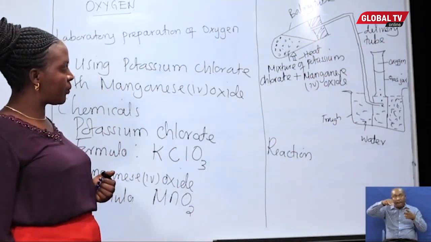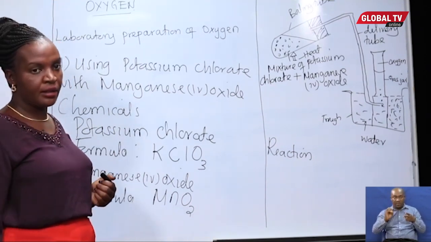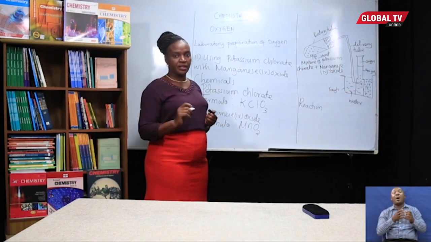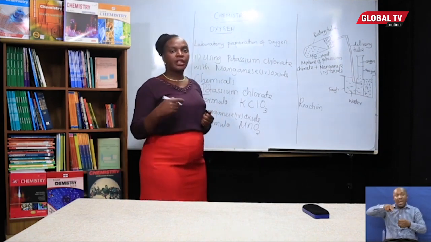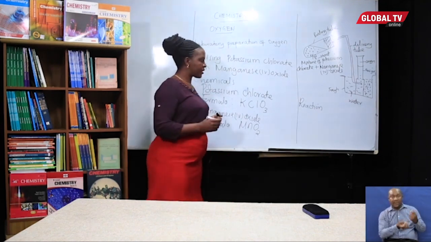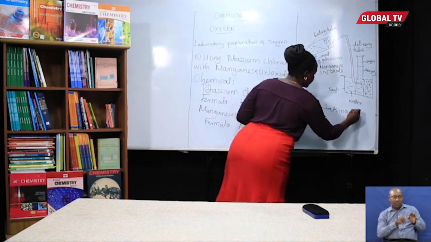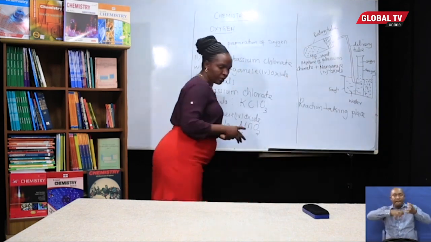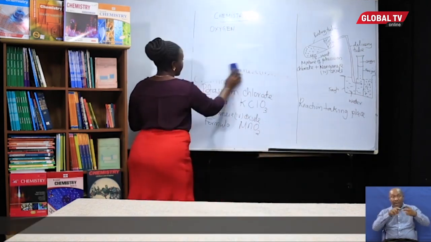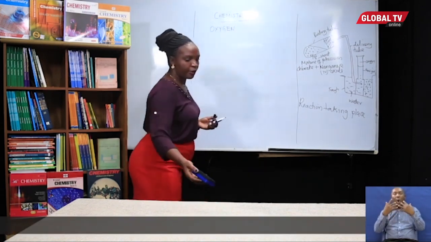Inside the boiling tube, there is a reaction taking place between potassium chlorate and the manganese 4 oxide. Remember, manganese 4 oxide does not decompose, but it assists the decomposition of potassium chlorate in order to produce oxygen gas. So the reaction is taking place within the boiling tube. Now, potassium chlorate will decompose in the presence of manganese 4 oxide.